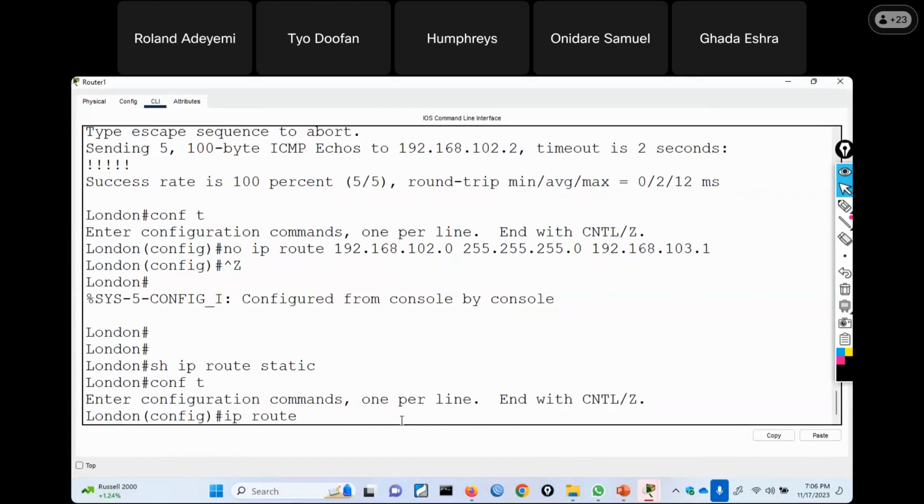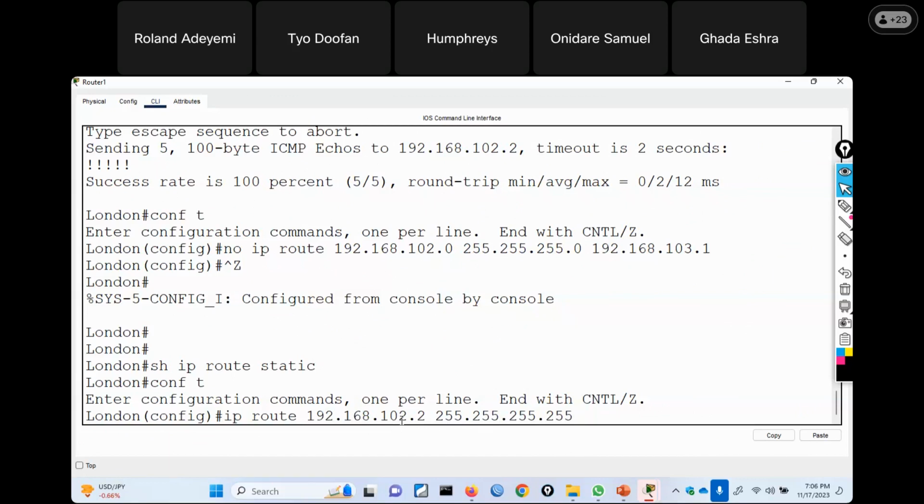I will still start with my IP route. That computer is 192.168.102.2. Remember the first time we did this, we put the network address. We didn't put the host address. But this time around, we are particular about the host, not the whole network, not everybody on the network. So we'll put the subnet mask. Watch out. You see that my subnet mask is different.